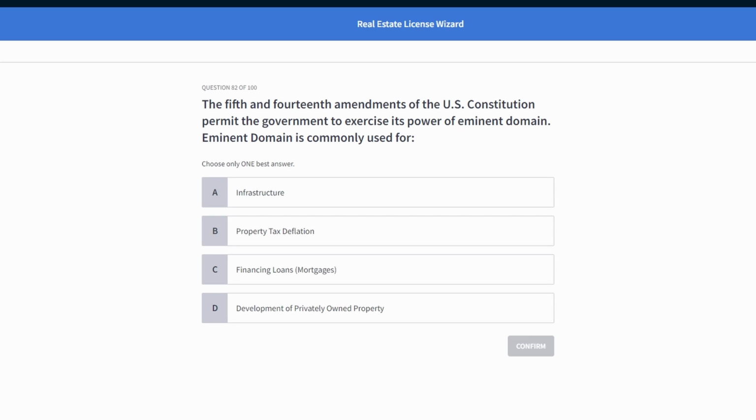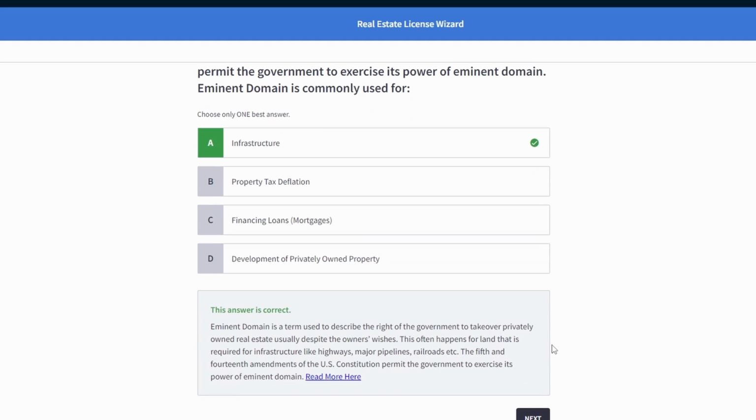All right, when we think of eminent domain, what do we think of? We need to be thinking of A, infrastructure. Eminent domain is a term to describe the right of the government to take over privately owned real estate, usually despite the owner's wishes. This often happens for land that is required for infrastructure like highways, pipelines, railroads. The 5th and 14th Amendments of the U.S. Constitution permit the government to exercise its power of eminent domain.